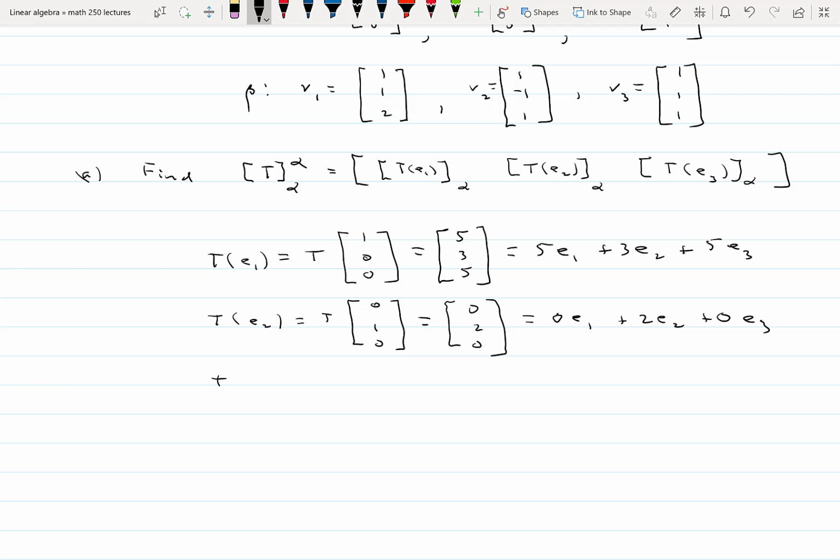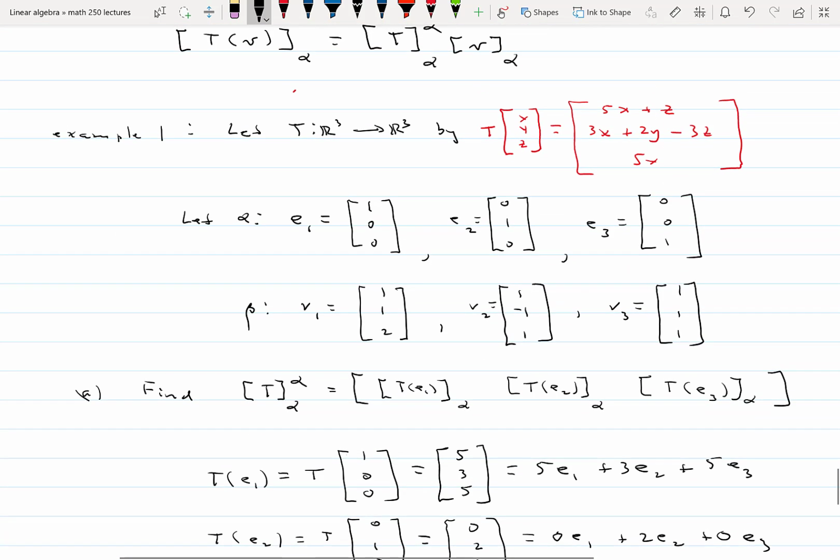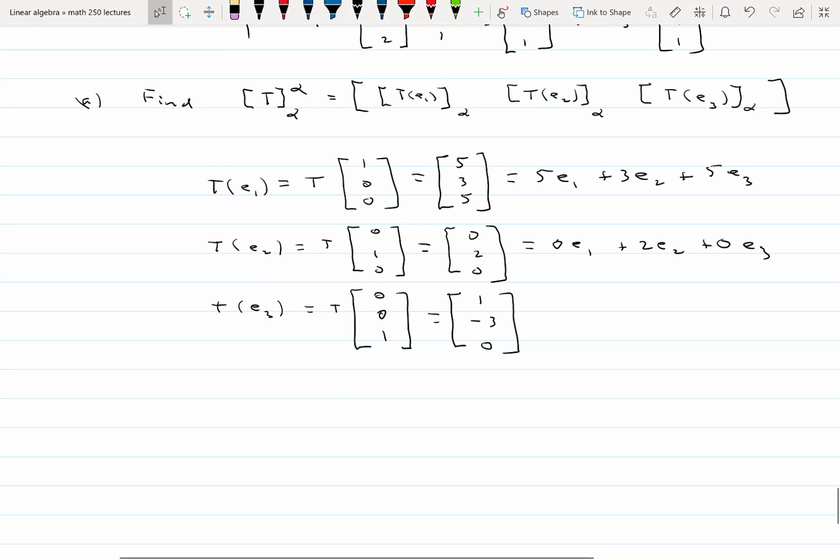Finally, the action on the vector E3 is T of E3. So it's T of 0, 0, 1. T of 0, 0, 1 is 1, negative 3, 0. If you're not sure about that, go back to the red definition of our linear transformation. Let x and y both be 0, let z equal 1. So we get 1, negative 3, and 0.